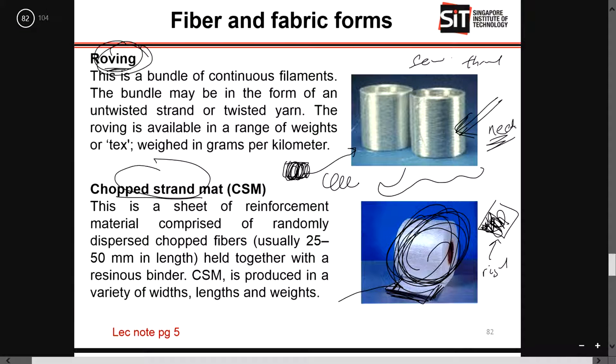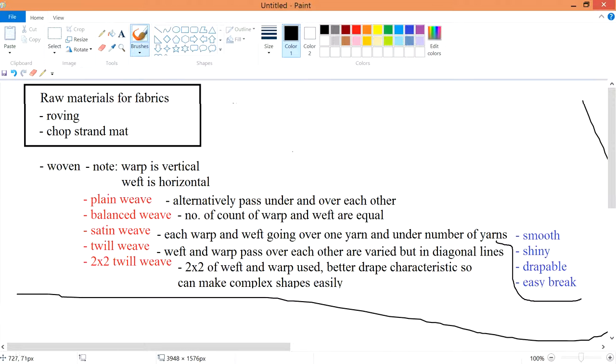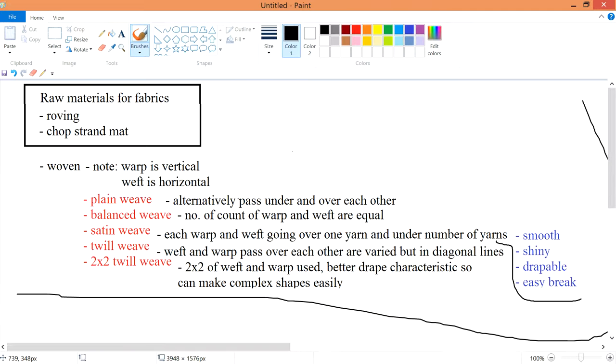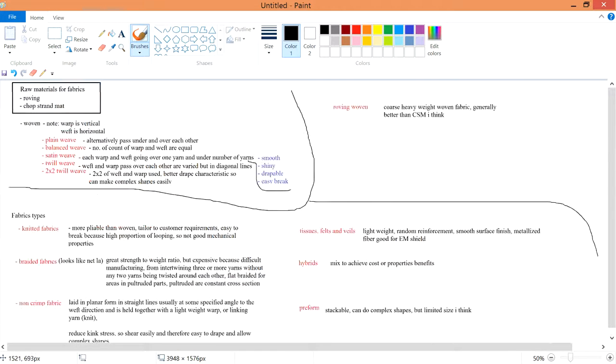So the roving is just this line. It's just one thread. The chop strand mat is one piece, or one toilet paper like that. And just to let you know, I'll not go into details because this is a summarized one, so I'll not go into the definitions. I'll assume that you have known the definitions from the previous video already.